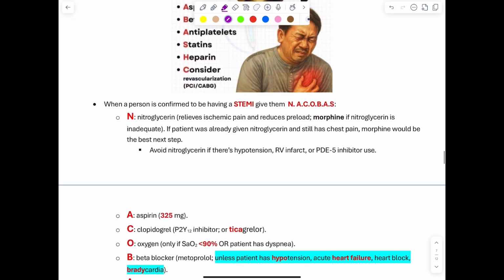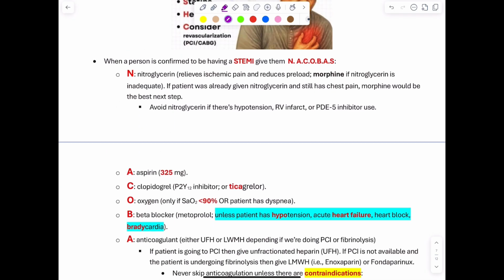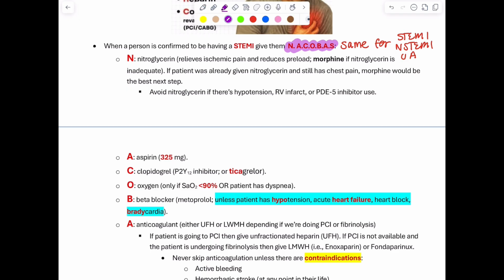So the initial treatment for a STEMI is going to be Nacobus, okay? And this is going to be the same for STEMI, unSTEMI, and unstable angina. So this is a pretty nice setup because you're learning all three, okay? The N stands for nitroglycerin. Again, know why you're giving certain medications, because sometimes they could just tell you, oh, the patient still has pain, the patient has hypotension, the patient has hypertension, what are we adding, what are we doing?